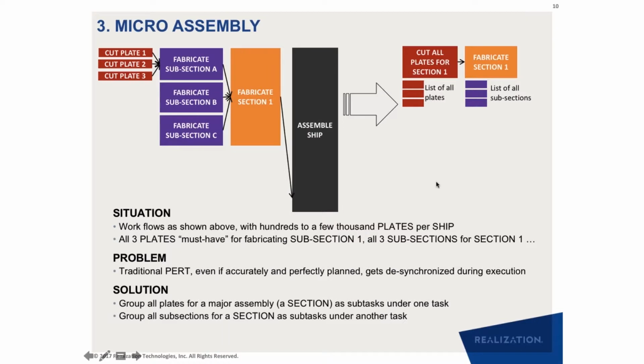So the way to capture this project plan in our experience is that all the cutting for a specific section, so this orange section that you see, all the plates that need to be cut for this section should be cut together, because you don't want this flow from cutting to fabrication of the section to get interrupted at any point because one of the pieces is missing. So you cut all the plates, and that is one task. And the fabrication of subsections are, again, not tasks but subtasks. The fabrication of the entire section is another task.